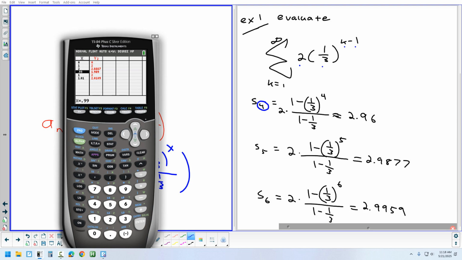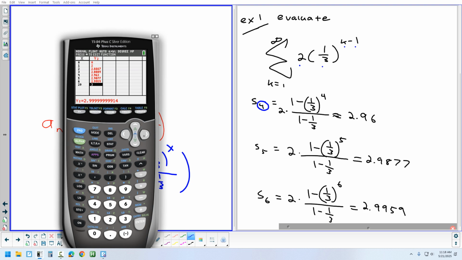Okay. So if you add up the first term, you get 2, because the first term is a 2. If you add up the first 2 terms, you get 2.67. If you add up the first 3 terms, and so on, the first 4 terms, the first 5 terms, and then the first 6 terms. If you add up the first 20 terms, it already says you're at 3. Now, is that really a 3? No, it's just extremely close to 3.